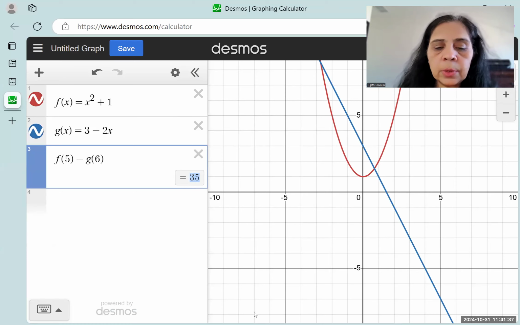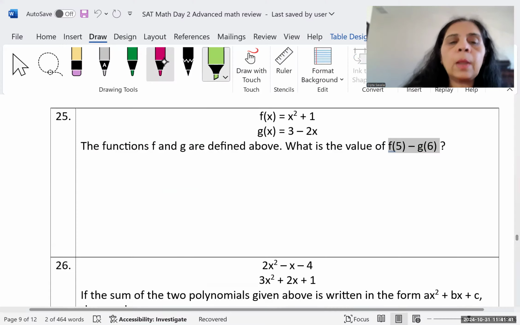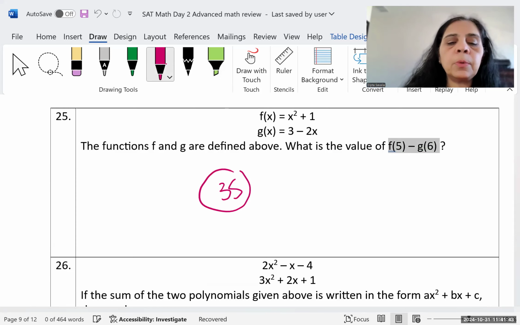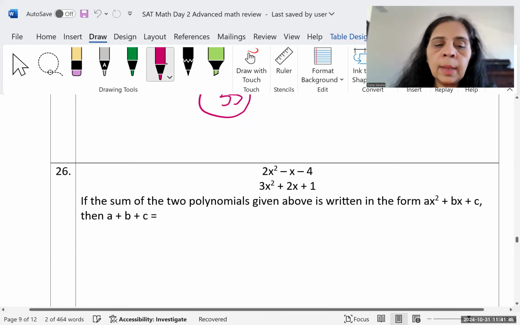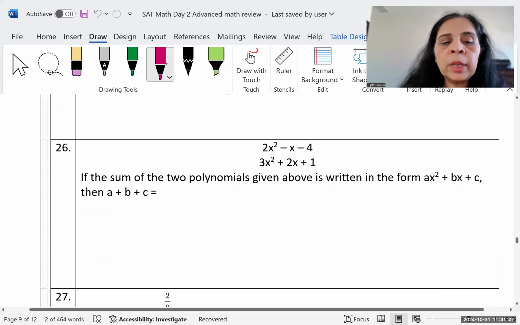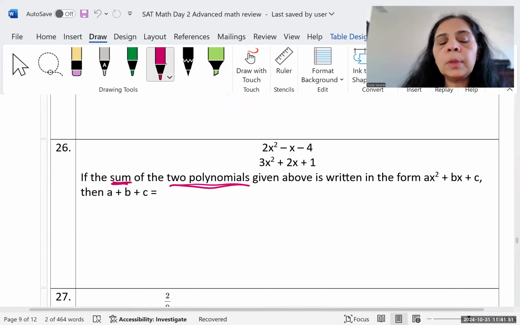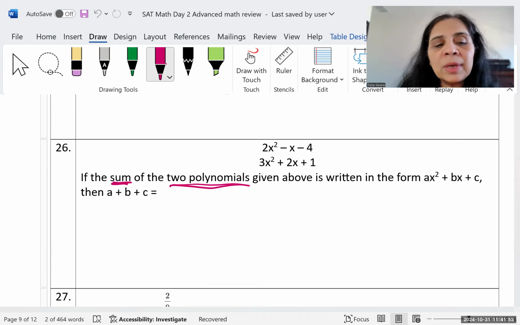All right. So let's see here. Either way you can do it. You can plug in or you can find the answer from the calculator. All right. What are we looking for here? What is the keyword? Sum of two polynomials. I will always focus on the keyword. Sum of two polynomials. So I had to add them.